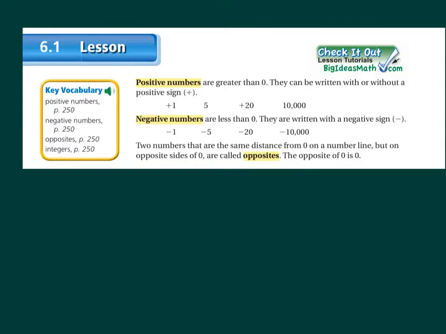To start off with, we have a couple definitions here. It should not be too new to any of us, really. The set of positive numbers are the numbers that are greater than 0, and they can be written with or without a positive sign. Very rarely will you see something where there's a positive sign written in front of the number. If you're talking about the number 20, you're just going to say 20.